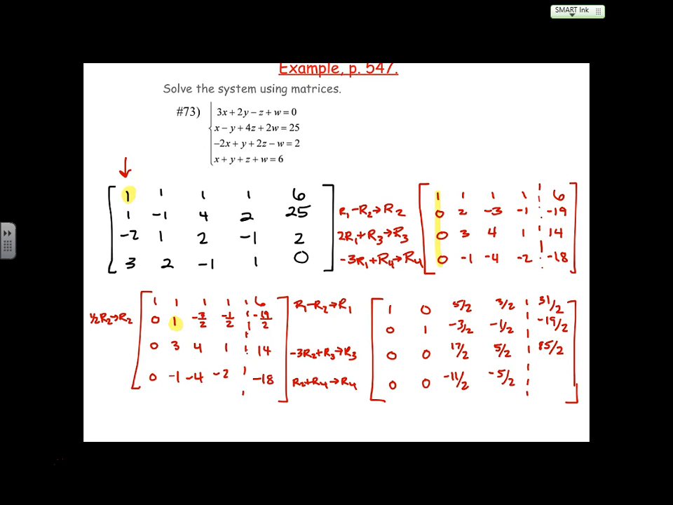Negative 19 halves minus 36 halves would be 55 halves, right? Did I carry my 1 this time? Yes, okay. Negative 19 minus 36 halves for that last element. If you guys notice, I'm getting the whole numbers to be halves. That'd be negative 40, negative 55. Good.